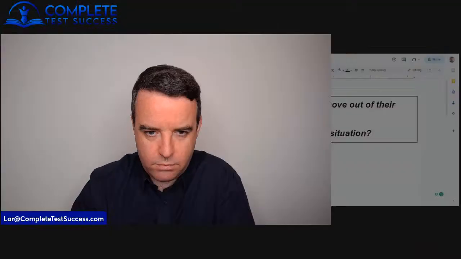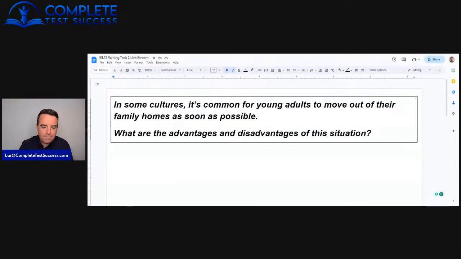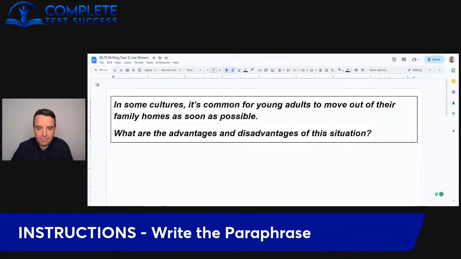Okay, so let me share the question with you guys. What are we doing here today? This question: In some cultures, it's common for young adults to move out of their family homes as soon as possible. What are the advantages and disadvantages of this situation? Okay, so as with every IELTS question, we need to start by paraphrasing. So the first part of our essay is to paraphrase the question. That's my first task for you today. Write the paraphrase, share it with me in the comments, and I'll tell you if you're making any mistakes.